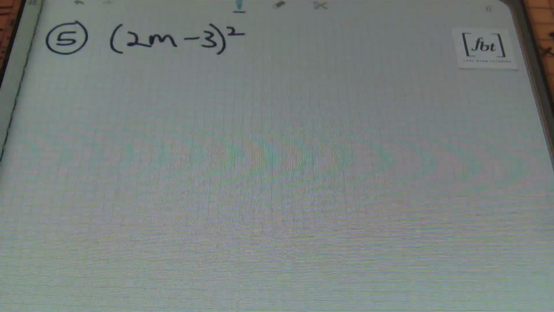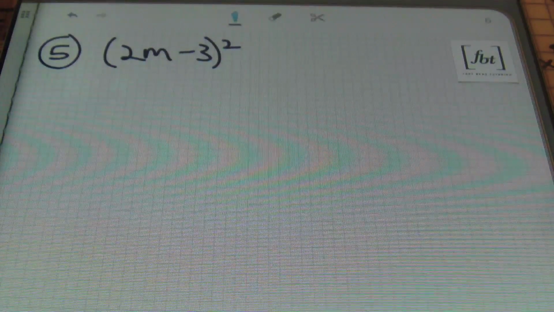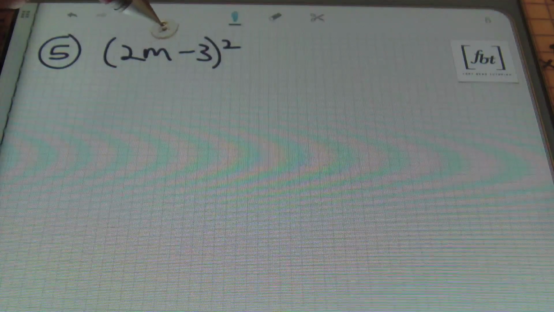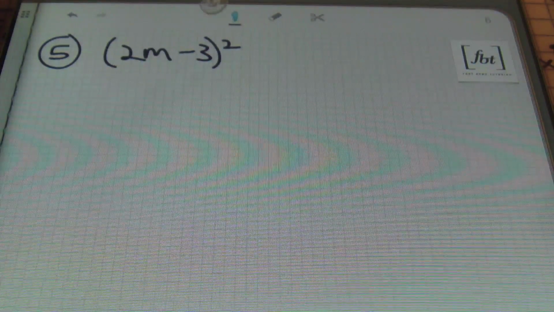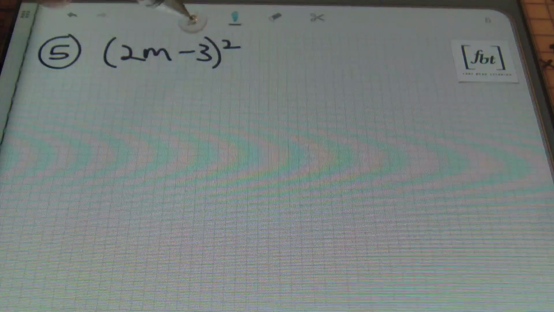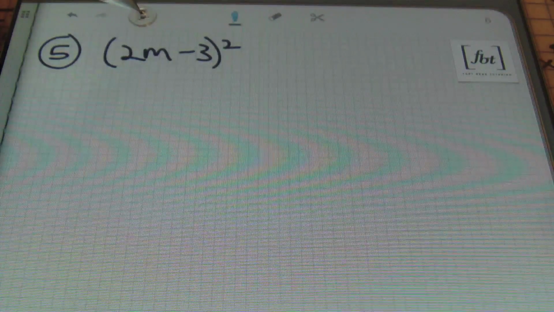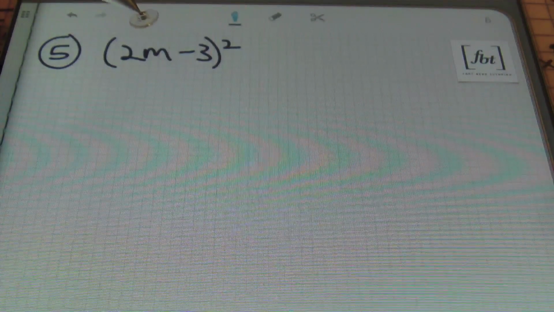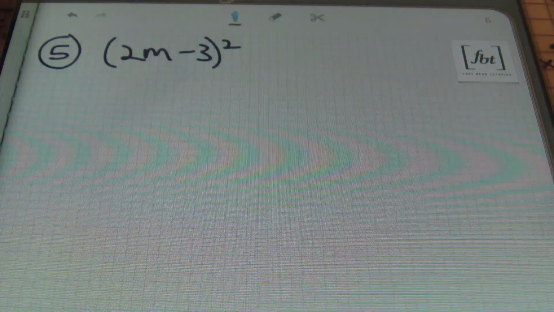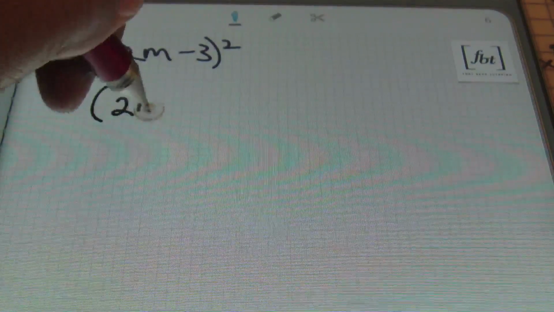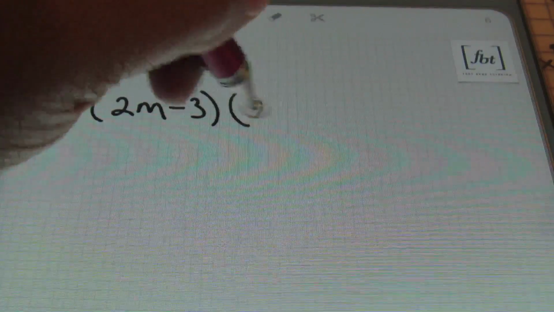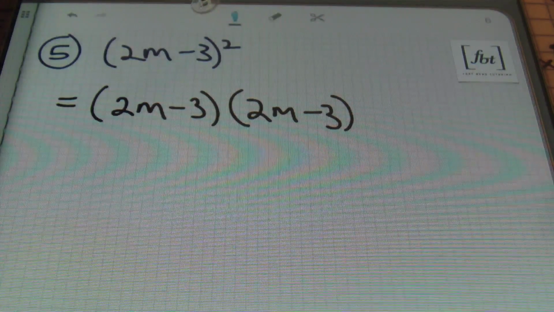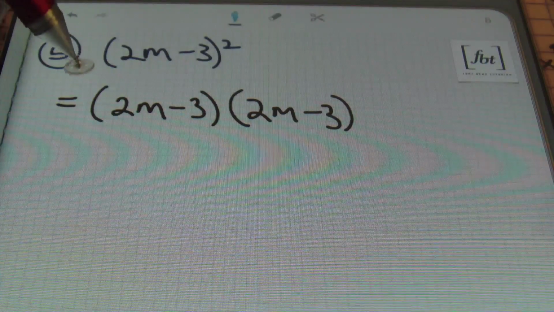Let's check it out. For problem number 5, we have the quantity of 2m minus 3 squared. Anytime you have more than one term inside of a set of parentheses and you have an exponent on the outside of it, do not, repeat, do not distribute the exponent inside the parentheses. You can't do that. It's not mathematically correct. Instead, what this means is that you have this binomial, this 2m minus 3, raised to the second power, meaning you have 2m minus 3 times 2m minus 3. That's right. You have that quantity raised to the second power, meaning multiplying against itself. So you must expand it, in other words.